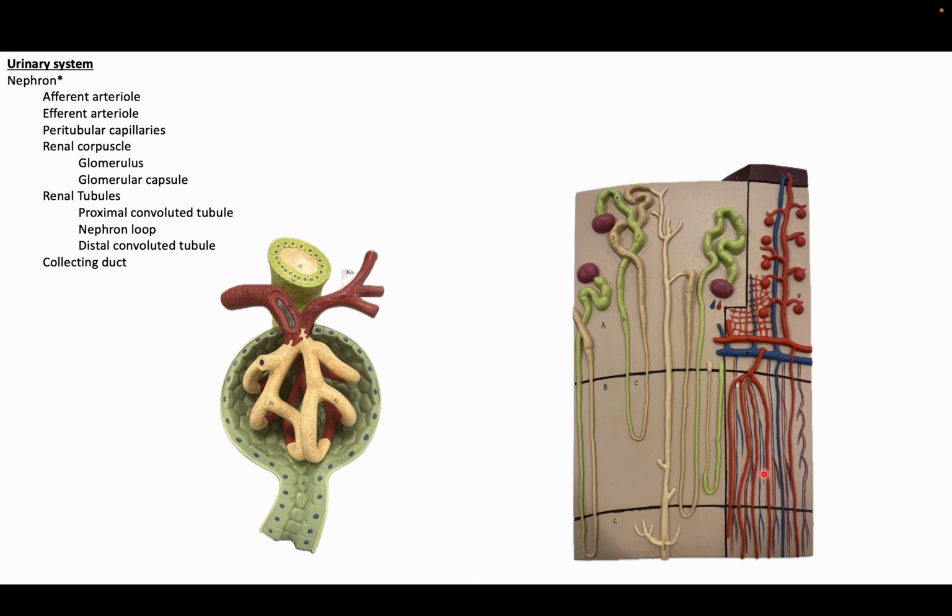I also want to note that these are the peritubular capillaries, which is a network of gas exchange that occurs inside of the kidney, specifically near the nephron loop.